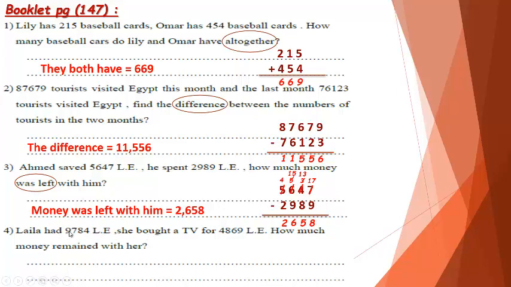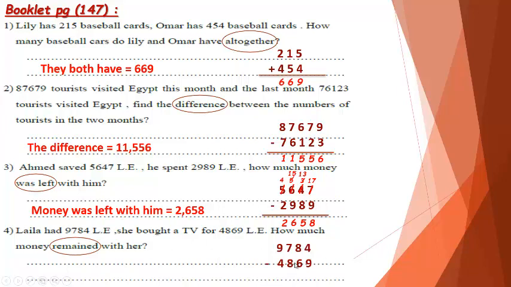The last problem that we have. Layla had 9,784 pounds and she bought a TV for 4,869 pounds. How much money remained with her? It's just like the previous one. It's the same. How much money remained? How much money was left with her? I just have to find the difference. All of these are the same idea. I have to subtract the two numbers.